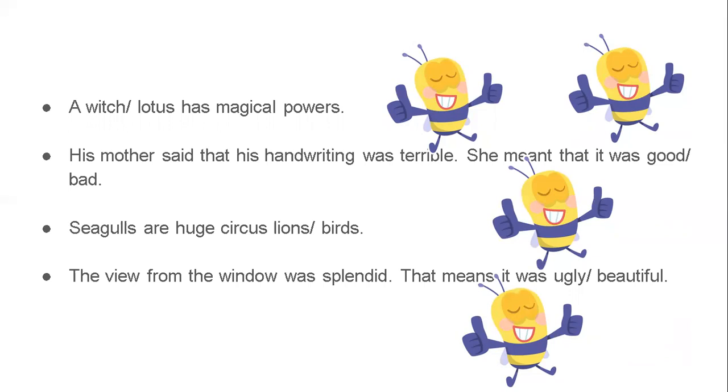What are your answers? Let's see. The first one has to be which. And if you got it right, he danced for you. I hope you saw that. The second one, the answer is bad. And if you got it right, he danced for you. Seagulls are huge circus lions or birds. The answer, birds. If you got that right, he's dancing for you. And the last one, beautiful. If you got it right, he's dancing for you.